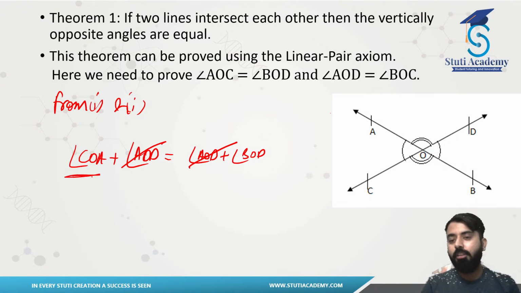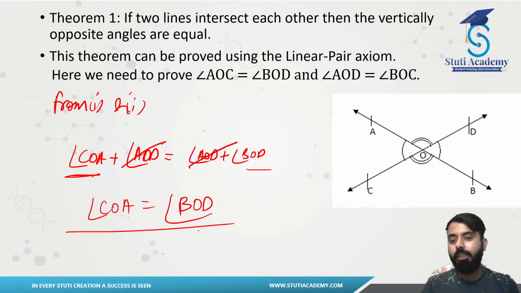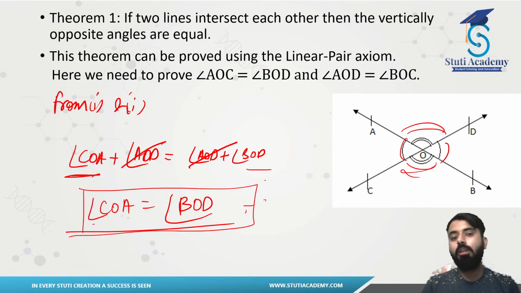So you guys see, COA and BOD, so both of them are what? Equal, right? So both of them are equal, and similarly you can prove these two also. So you can see a pair of vertically opposite angles is equal, and you can say if there are two lines which are intersecting each other, then the pair of their vertically opposite angles will be equal. So in short, we have proved this one and we can prove this one.